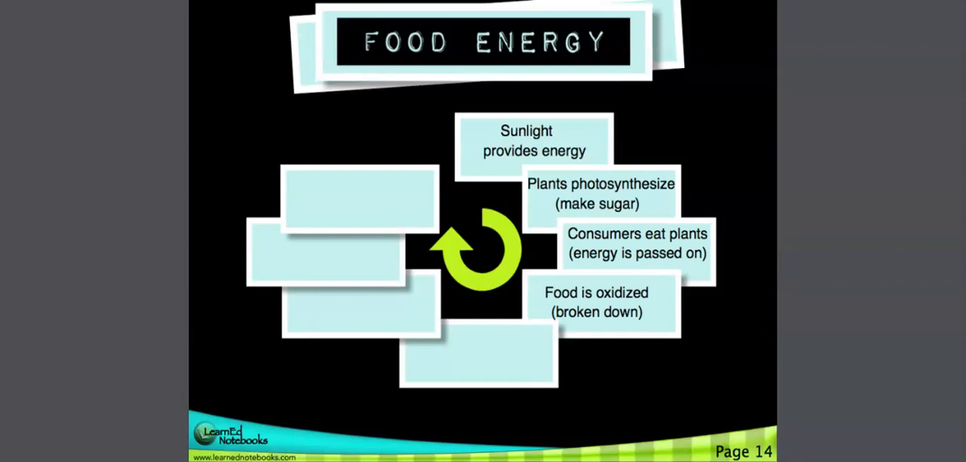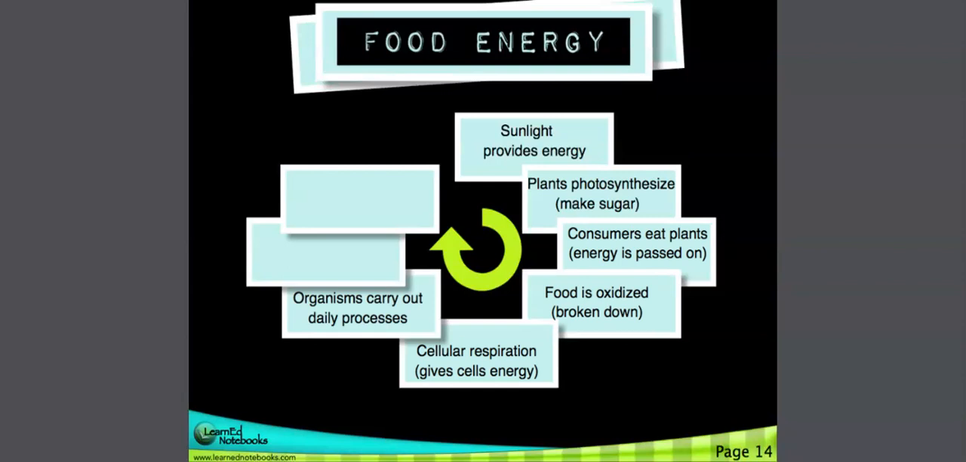Food is oxidized, which means it is broken down by the consumers. So organisms that eat plants, oxidation, we know, is a chemical reaction. This type of oxidation occurs in the body in the form of cellular respiration. That is how food is broken down and energy is obtained. Cellular respiration gives cells energy. Remember, adenosine triphosphate or ATP.